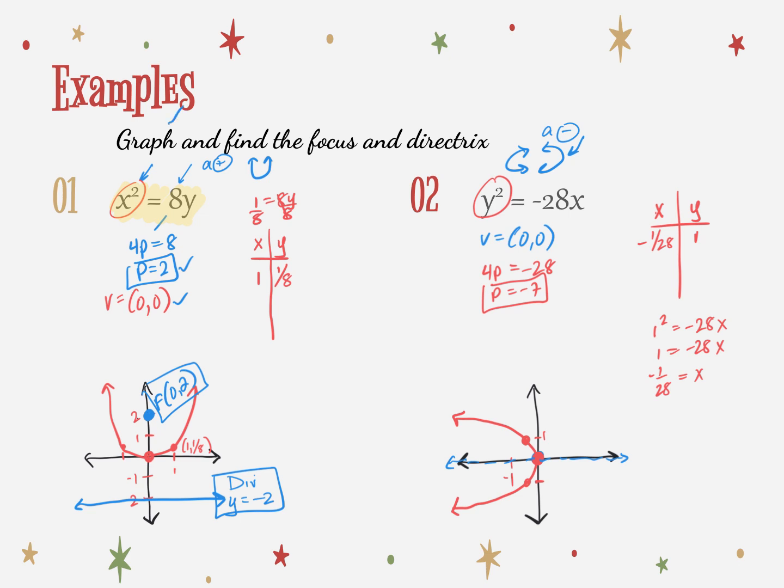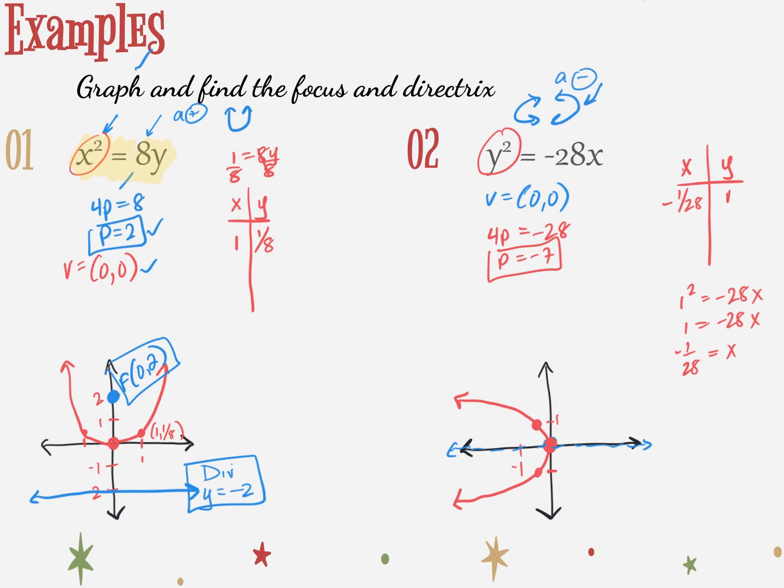So I've done the first part. Now it wants me to find the focus. Well, I know the focus is inside the parabola. And so if my center is located at 0, 0, my p-value is 7, I'm going to go 7 units to the left. So 1, 2, 3, 4, 5, 6, 7, right? I know it's a terrible drawing there, but I'm going to get to a point right here, which is going to be negative 7, 0. And that's going to be my focus.